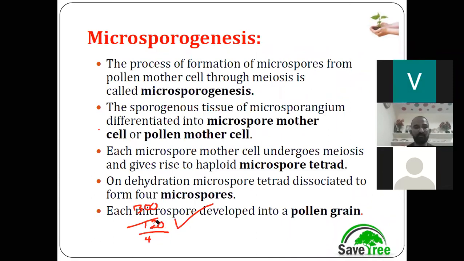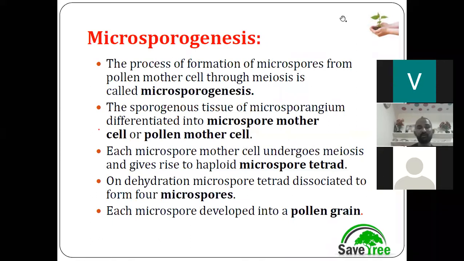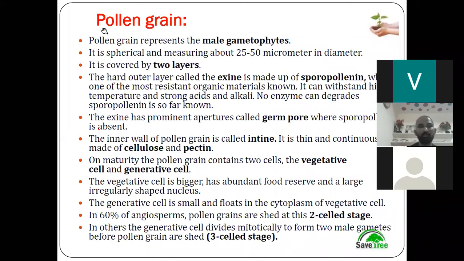After that, the pollen tetrad dissociates, and what will happen? The microspores are produced. The microspores develop into pollen grains, which are present in the sporangium. These pollen grains represent the male gametophytes. Regarding the structure of the pollen grains, they are mainly 25 to 50 micrometers in diameter. They are surrounded by two layers.